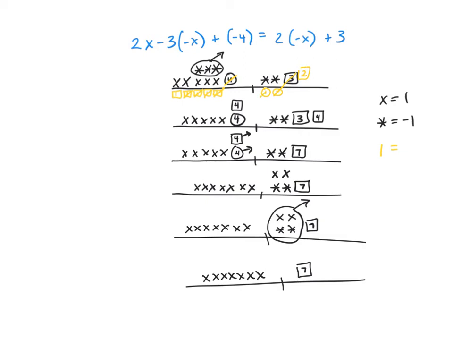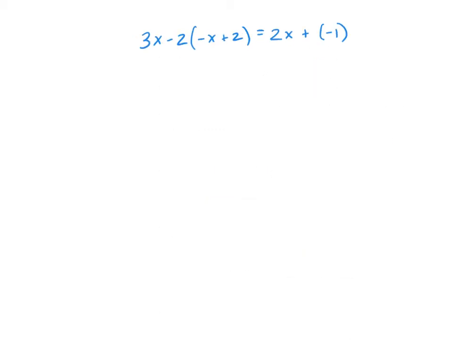And then if we cancel out another negative, this +2 becomes a +1. So our check, 1 equals 1. And here's one last example. If you want to try this one on your own, pause the video now and then check back when you have your solution.